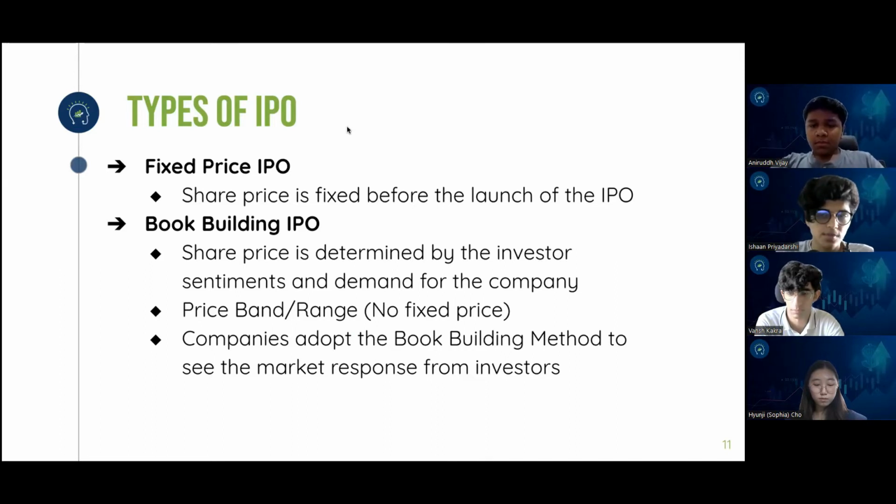The second is the book building IPO. Book building is a term we have encountered before in the earlier chapters, but in a book building IPO, the price is determined by investor sentiments and feelings about the company. There is no real fixed price, but a price band instead. The price band is decided based on the demand and supply of the shares in the market, which is found through market research. The majority of companies adopt the book building practice because it allows them to see the market response from investors, meaning that no matter what price band they set, the investors will be able to give a range for what value they feel is acceptable for the IPO, and then the company can use that to set their fixed price later on.